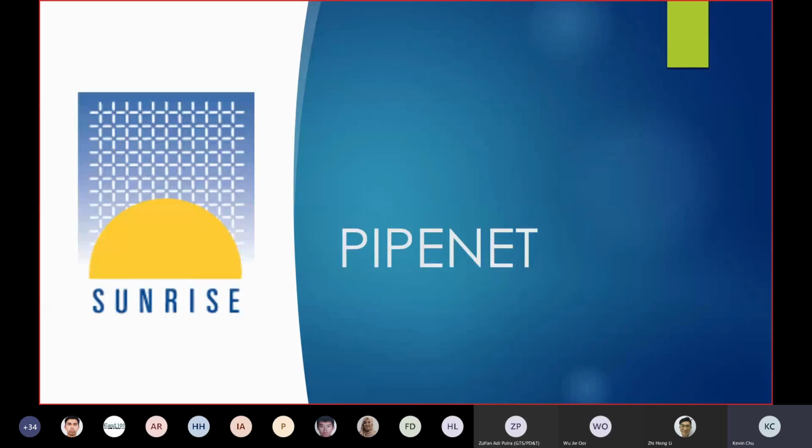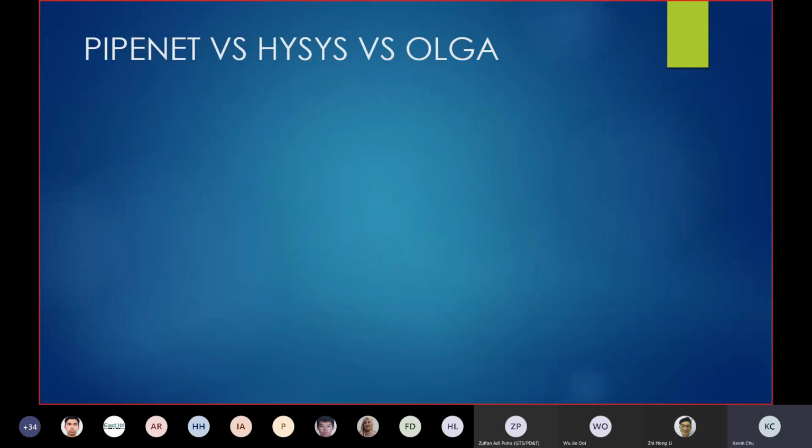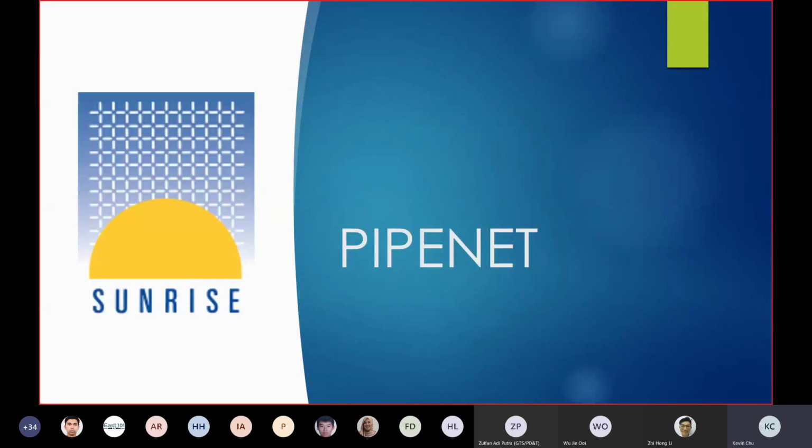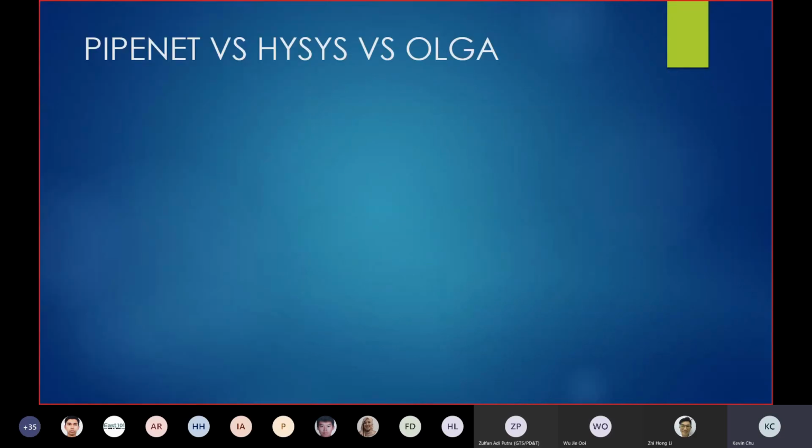So in these sessions, we are using Pipenet to demonstrate the hydraulic computations for a liquid pressure surge event. So a little bit of background of Pipenet. Pipenet is basically a hydraulic computation software owned by a UK-based company called Sunrise Systems Limited. It was developed at the University of Cambridge in 1977.